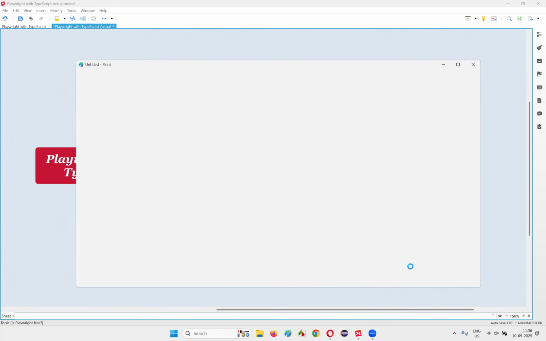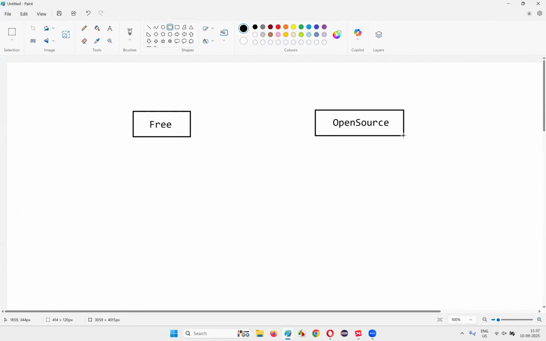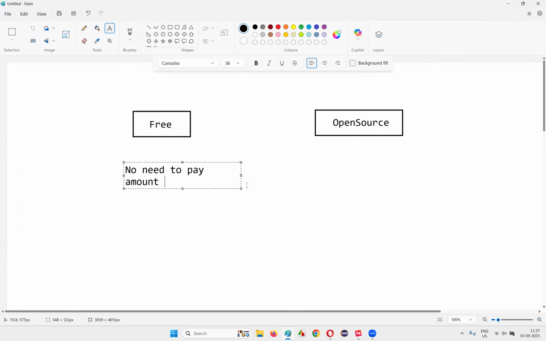So what is the difference between free and open source? When I talk about these terms like free and open source, I'm saying that Playwright is not only free, but on top of that, Playwright is also open source. You need to understand the difference between free and open source here. Free means no need to pay any money for using the tool. That is zero license cost. There is no license, or you don't have to pay any money for the license. It's completely free. Playwright test automation tool is completely free.